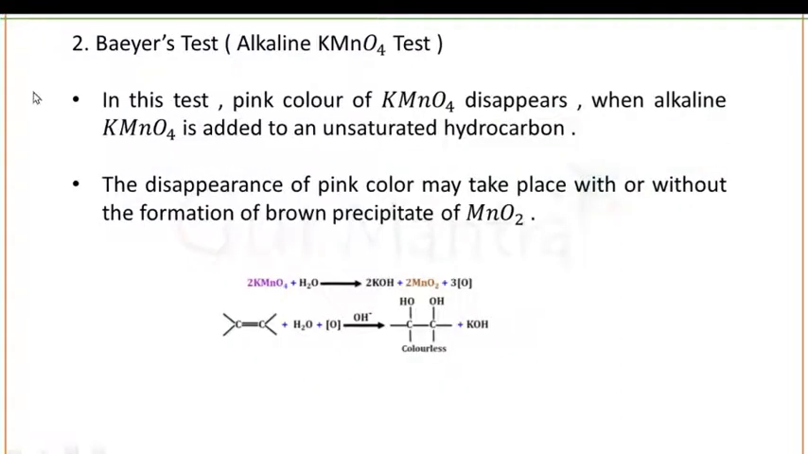Next is Bayer's test. First of all, you have to remember this point. In Bayer's test, you will use alkaline KMnO4. That's why this Bayer's test is also known as alkaline KMnO4 test. In this test, the pink color of KMnO4 disappears when alkaline KMnO4 is added to the unsaturated hydrocarbon. As you can see here, when alkaline KMnO4 is reacting with the double bond, then a colorless product is obtained. The disappearance of pink color may take place with or without the formation of a brown precipitate of MnO2. This is also a very important point.